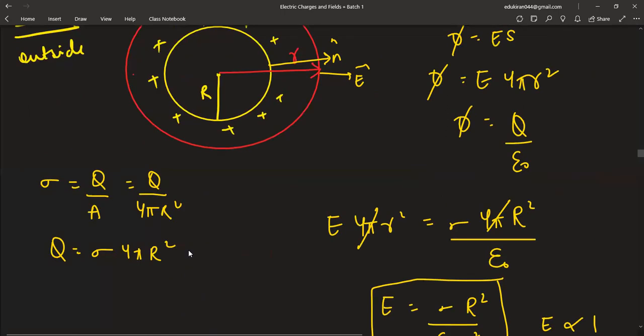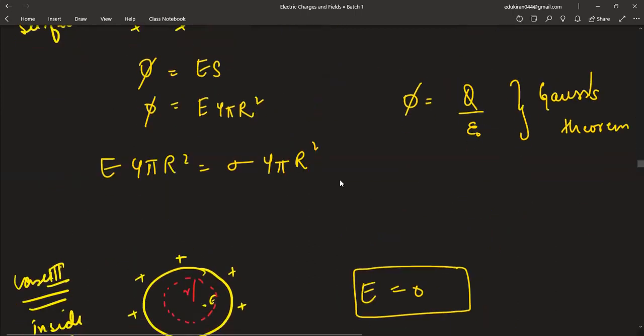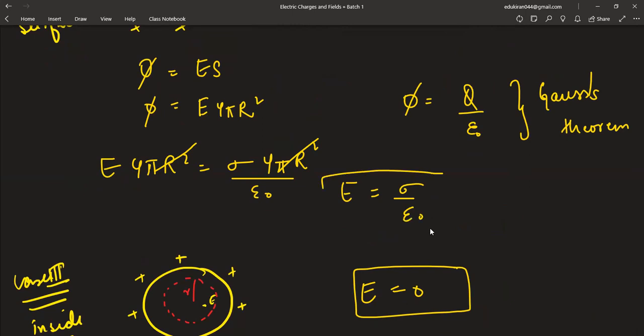Look here, class. Why did we consider capital R here? Because surface charge density is on the sphere only. Surface charge density means charge per unit area of the sphere. That's why we have considered capital R here. But this small r here is due to the Gauss theorem, electric flux, and electric flux is calculated over the Gaussian surface. But here both are coincidentally the same, 4 pi r square, 4 pi r square. So electric field is just sigma divided by epsilon naught only.